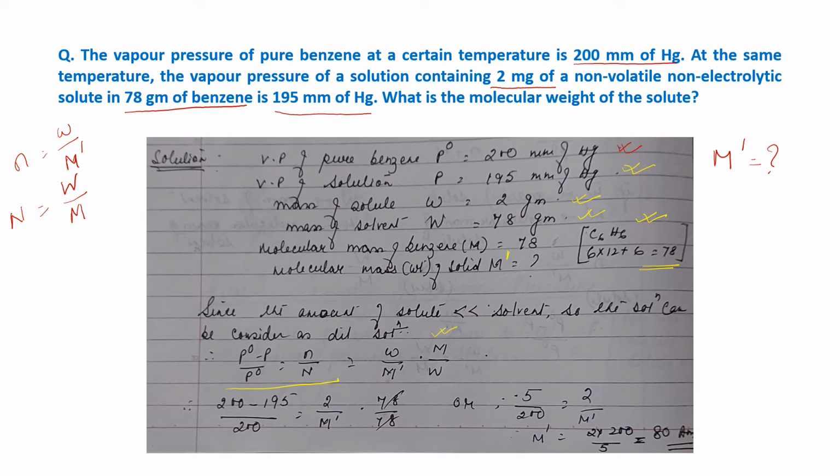So from these two, if we find out the n by N value, it is coming small w by M dash into capital M by capital W. So just put the values here. We are getting P naught minus P by P naught is equal to small w by M dash into capital M by capital W. Just put all the values here. Only M dash is unknown. So you are getting the value of unknown M dash as 80. That is your answer.